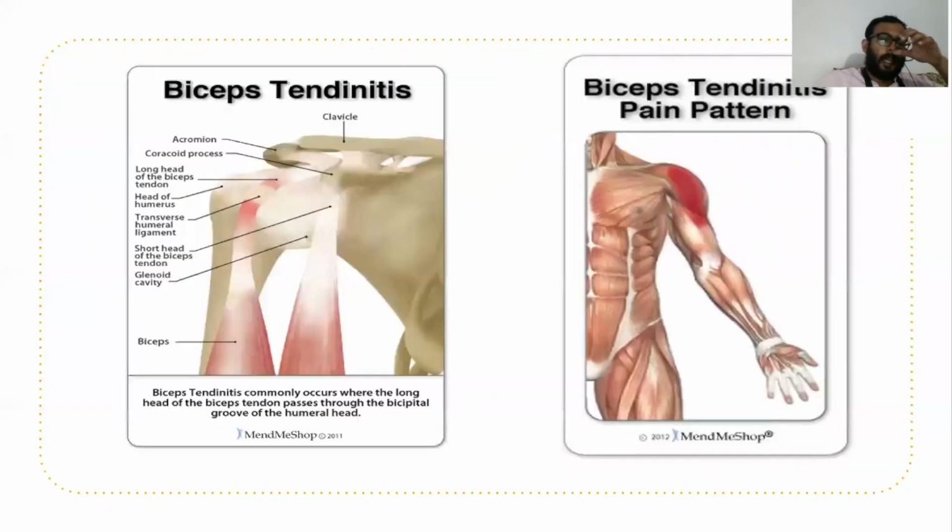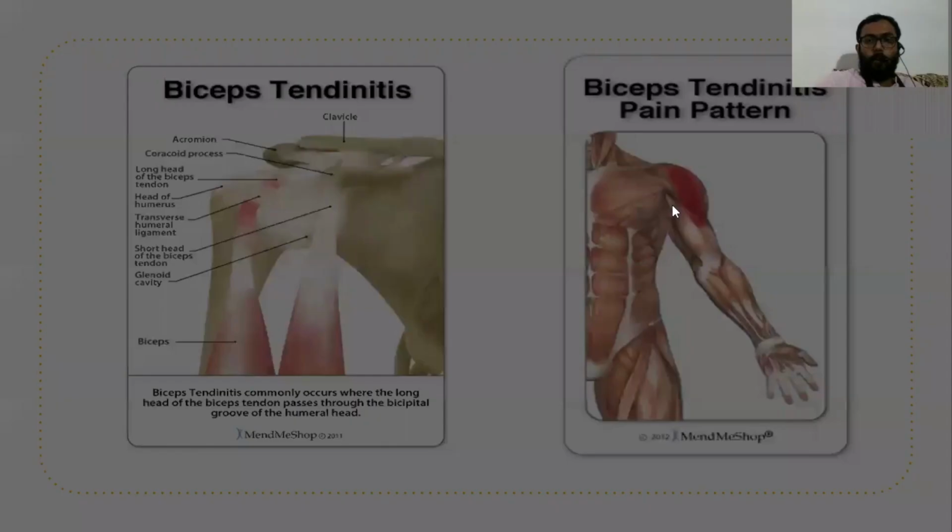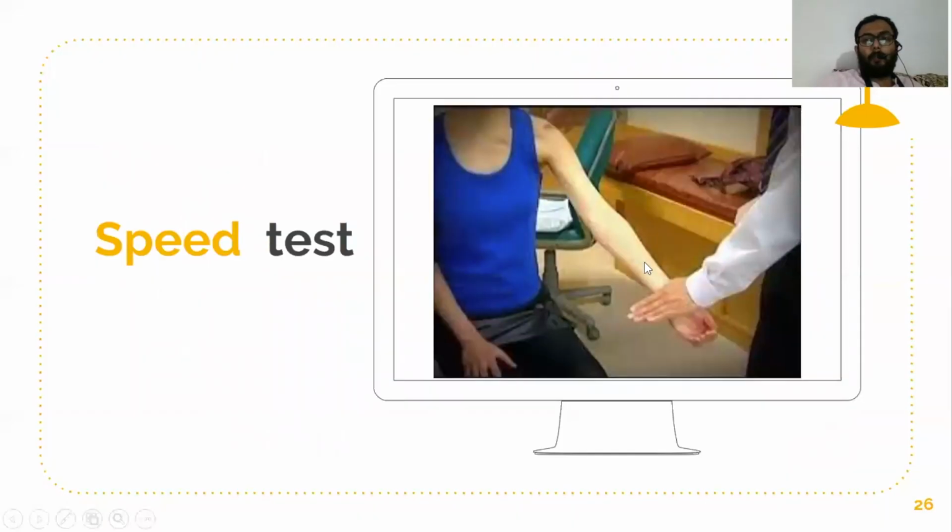In biceps tendinitis, please have a look. This is the short head of biceps and this is the long head of biceps passing through the bicipital groove. And this long head of biceps becomes more painful in biceps tendinitis. In biceps tendinitis, the pain is over here, the anterior part. In supraspinatus tendinitis, the pain is here, and the pain pattern of biceps tendinitis is like this. We shall do the clinical examination, the Speed test: ask the patient to do forward flexion against our resistance, and the patient feels pain anteriorly. Thank you.